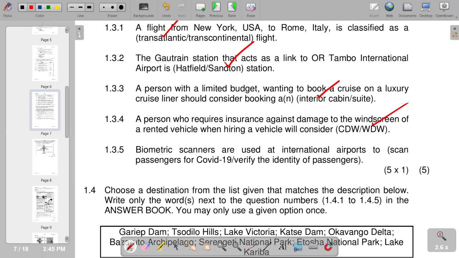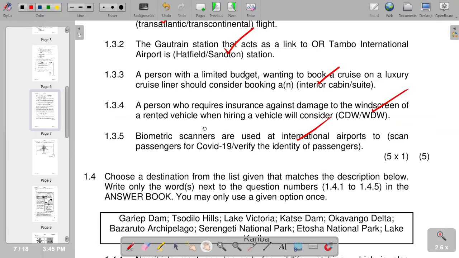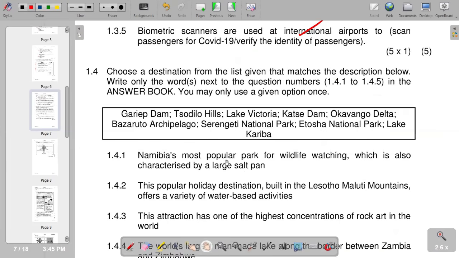Then you go to 1.4, choose a destination from the list given that matches the description below. Write only the word or words next to the question numbers. Of course, this is what we have on the first part. Namibia's most popular park for wildlife watching, which is also characterized by a large salt pan. So this is the Etosha National Park, which we are having on this part. So this is representing our 1.4.1.